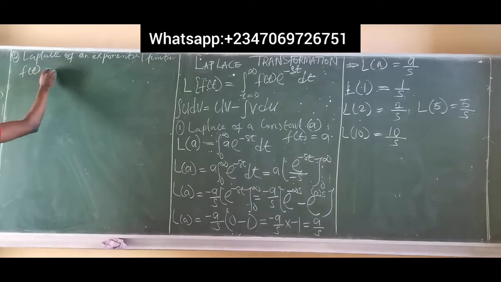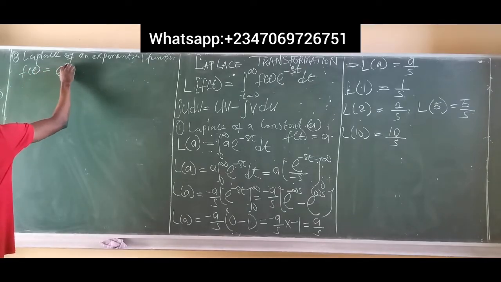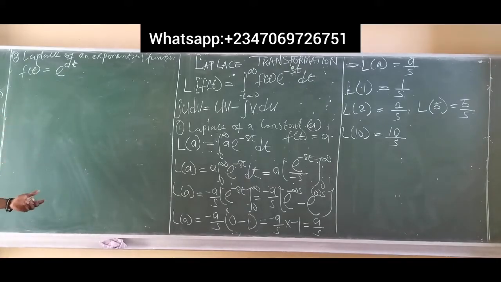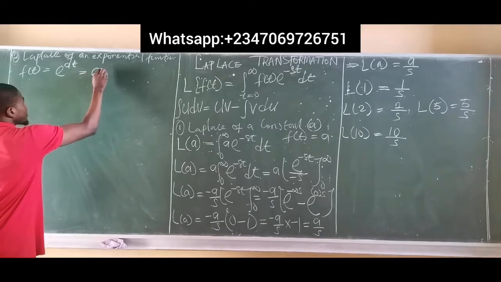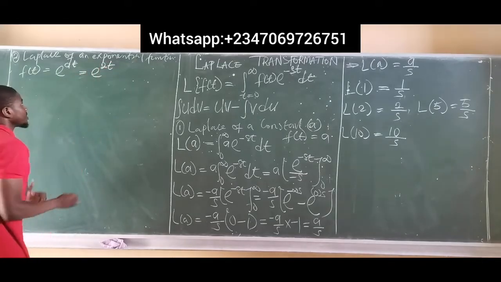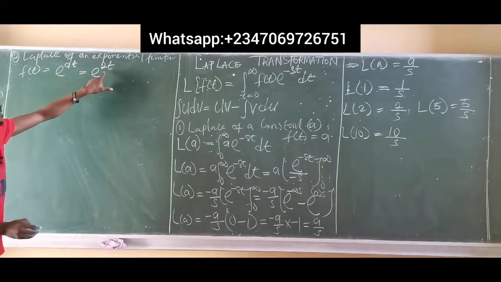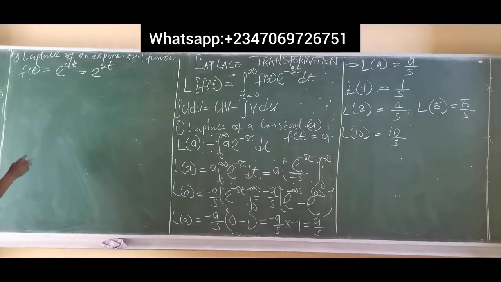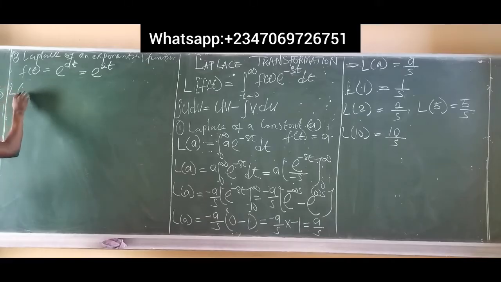F of t is given as exponential a t, something like this, where a again is a constant. But in this case, let's use a real value now. Let's say this is exponential 2t. Of course, a there stands for a constant, and now we're considering it to be 2. So let's say this is the function, and we're asked to find the Laplace of this function. So Laplace of exponential 2t.